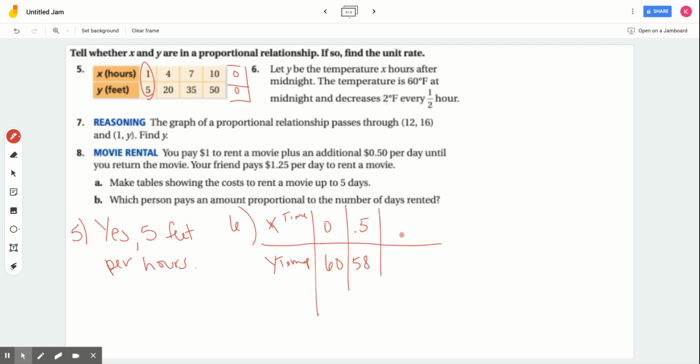60 take away 2 is 58. So after 1 whole hour it goes down to 56. 1.5 goes down 2 more, 54. So we can see at the time, or at 0, we are going to be at 0, 60. So this will not pass through the origin. If we needed to take a look at what this would look like on the graph, we could see that when our x is 0, our y is going to be 60, and it is slowly going to go like this. So if our line is going to look like this, we know it will not pass through that origin point.